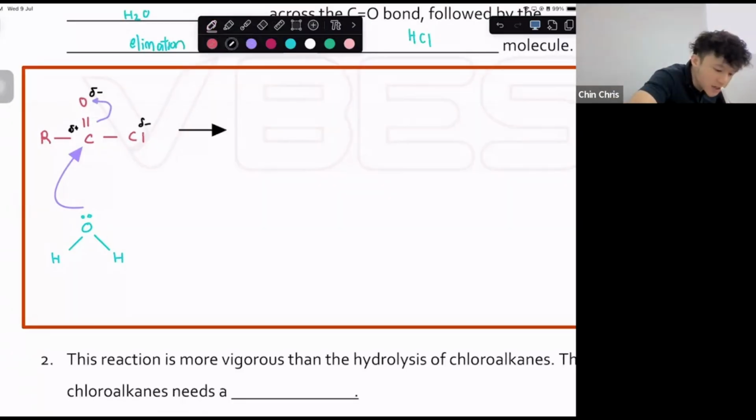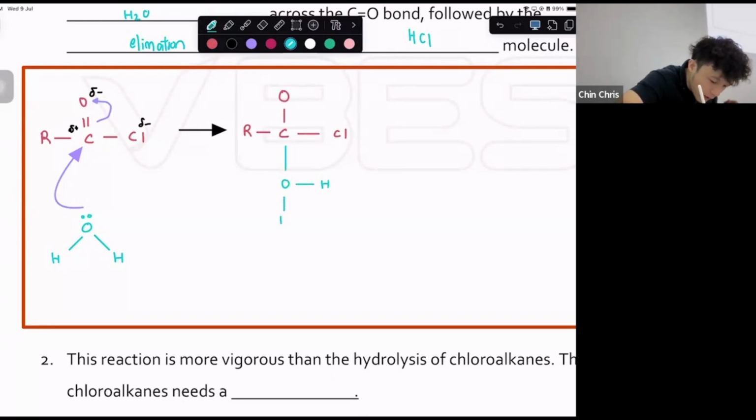Alright guys, now the second part, let's draw it out. R, C, O, Cl. Right now, you see your H2O is being added. Your lone pair has to be shown. Just now, the double bond broke, and a pair of electrons goes to your oxygen. You have an oxygen with a negative charge.